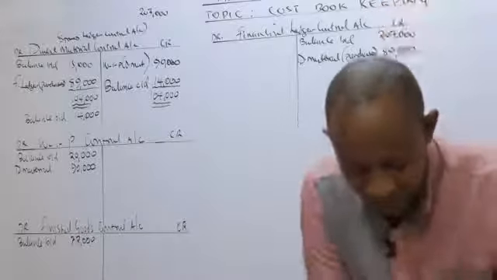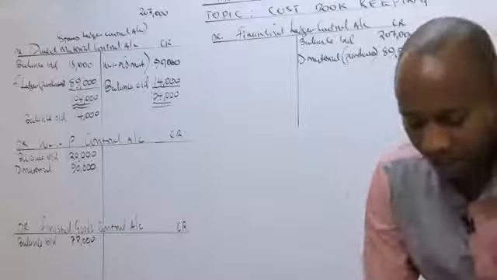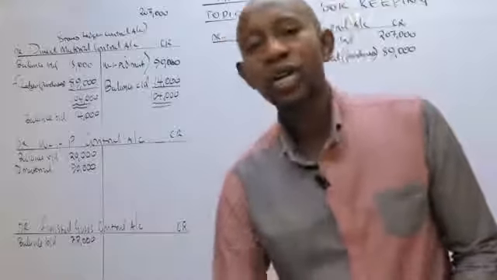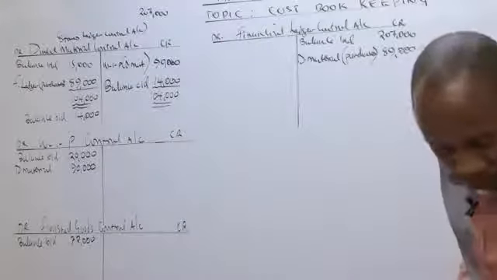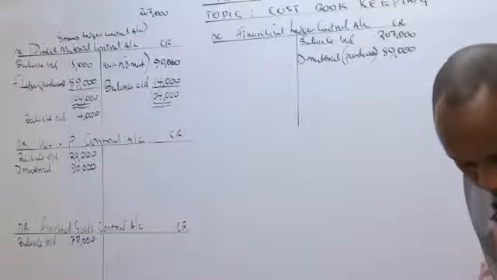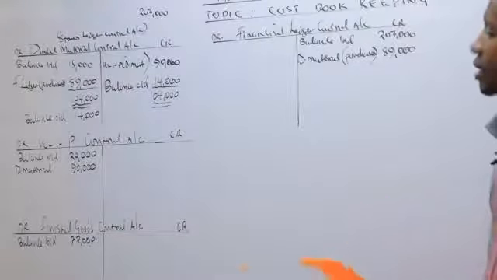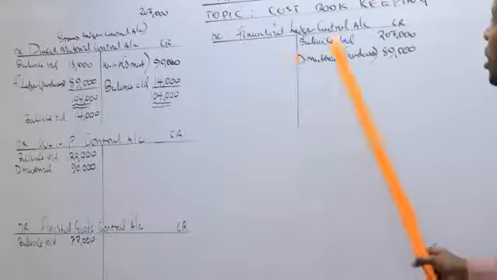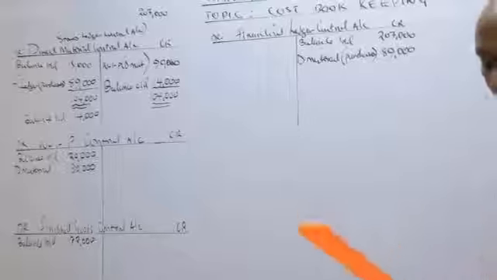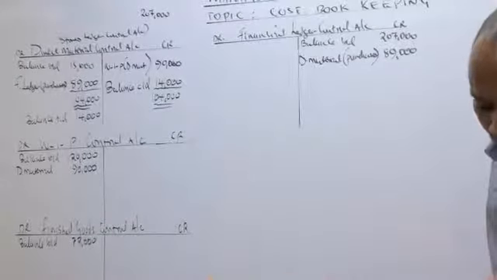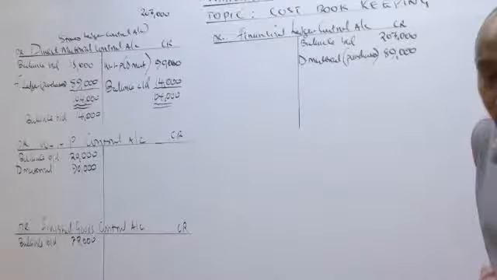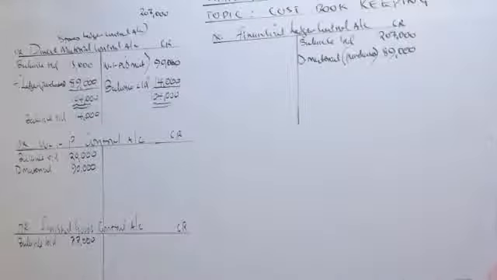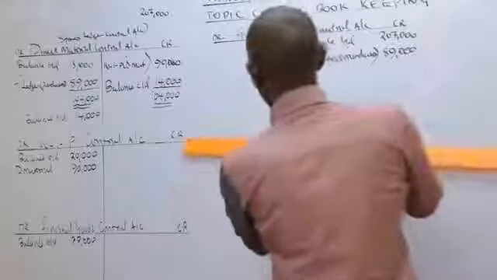Now, number two, I want to show us how we write a wages control account. We'll still come back to work in progress, finished goods, and the production overhead account. For now, I want us to write the wages control account. It has not been asked for, but I still want to show us how to write that. So let's have another account here.